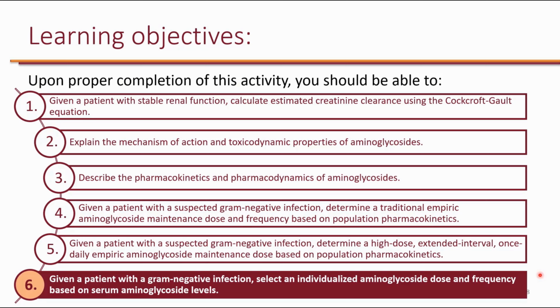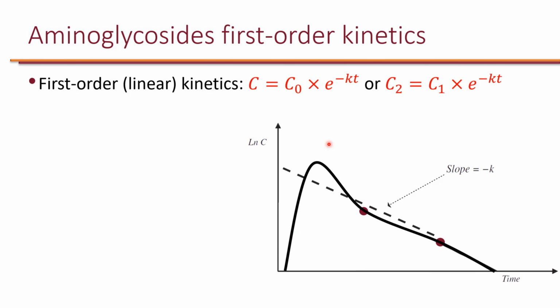Now, the last learning objective is, given a patient with a gram-negative infection, select an individualized aminoglycoside dose and frequency based on serum aminoglycoside levels. Aminoglycosides follow first-order kinetics, also known as linear kinetics. And the reason this is called linear kinetics is because if you plot the natural log of aminoglycoside plasma concentration on the vertical axis and time on the horizontal axis, then you can actually get a linear relationship between two levels. This is assuming that the two levels are after the infusion and after the distribution phase.